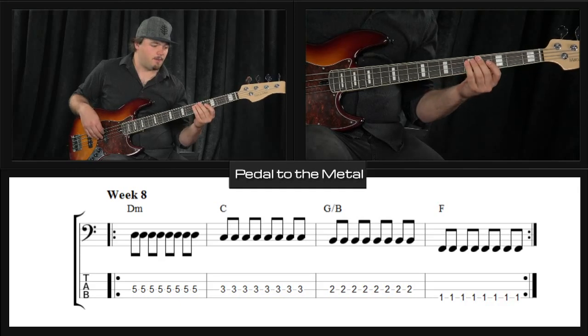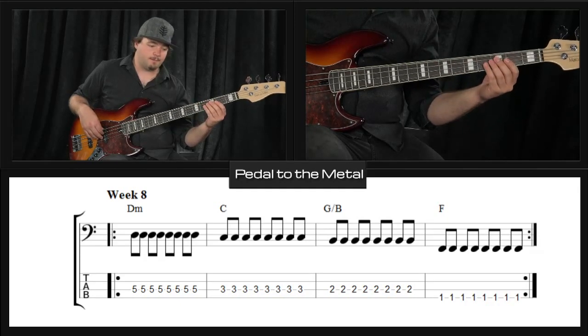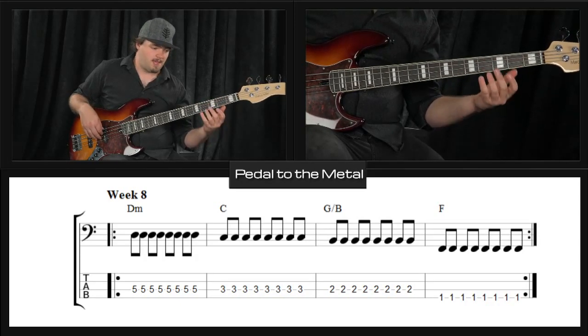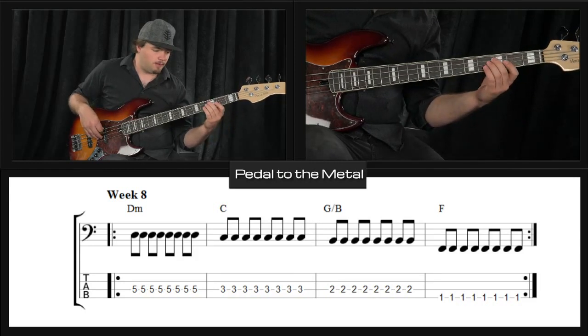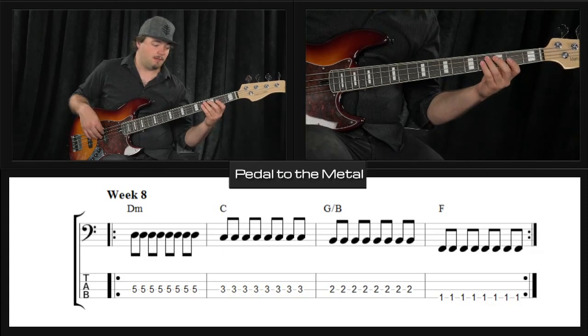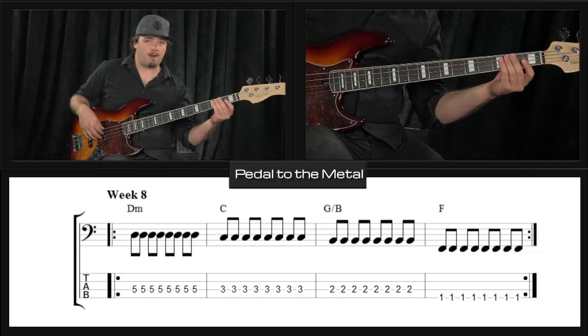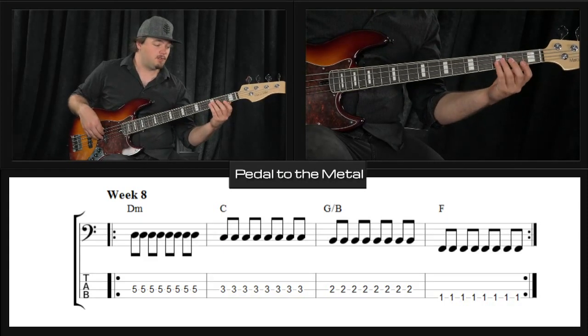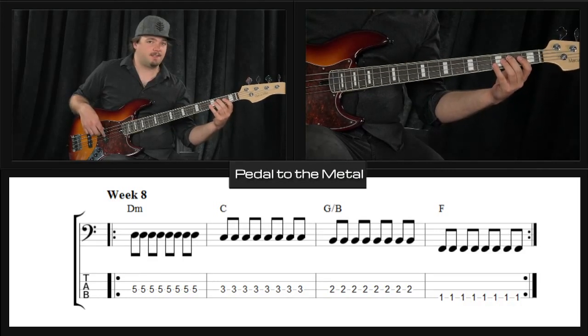Then we're going to move down to our 3rd fret on the A string, which we're going to play 8 times again. 1, 2, 3, 4, 5, 6, 7, 8. Then we're going to move down to our 2nd fret on the A string, which is our B. 1, 2, 3, 4, 5, 6, 7, 8.